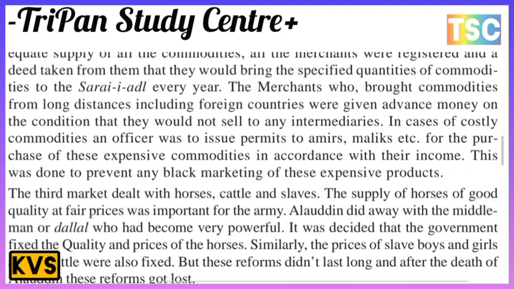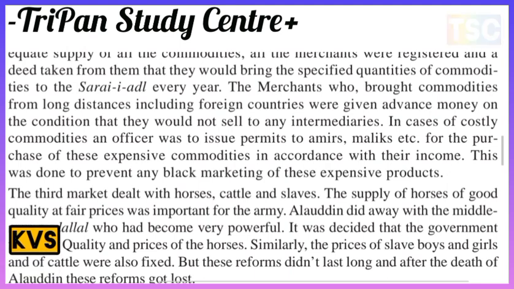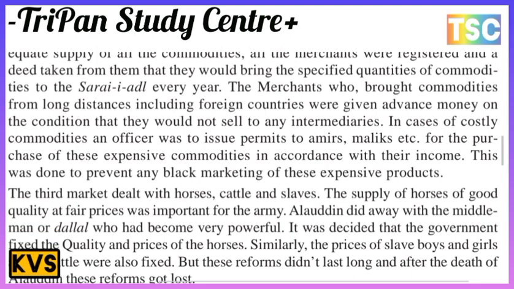The third market was for horses, cattle and slaves. The supply of horses of good quality at a fair price was important for the army, and Alauddin wanted to do away with the middlemen, the dalals, who had become very powerful. It was decided that the government fixed the quality and price of the horses. Similarly, the prices of slave boys and girls and of cattle were also fixed. But this reform did not last long, and after the death of Alauddin, this reform got lost.